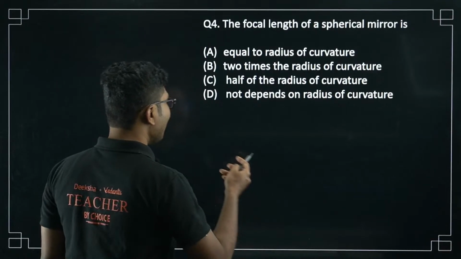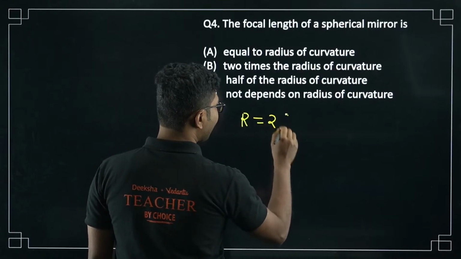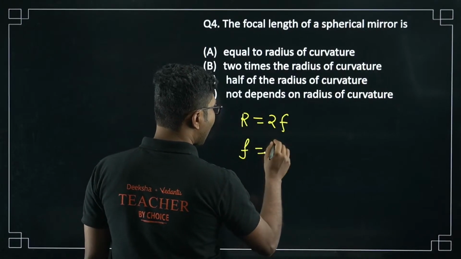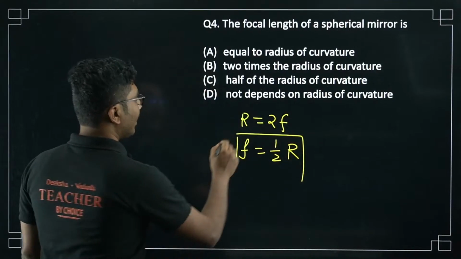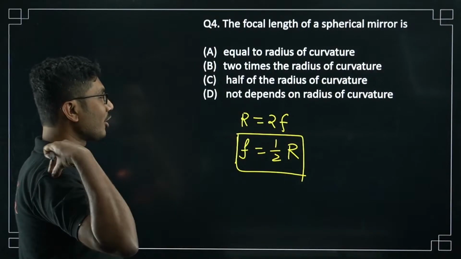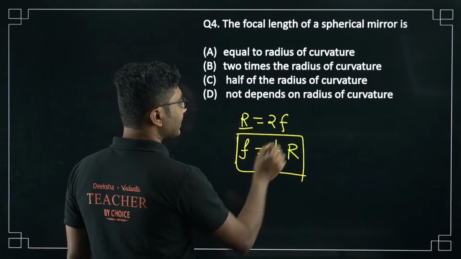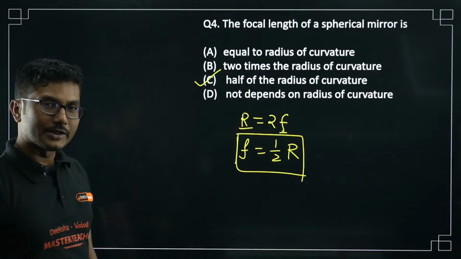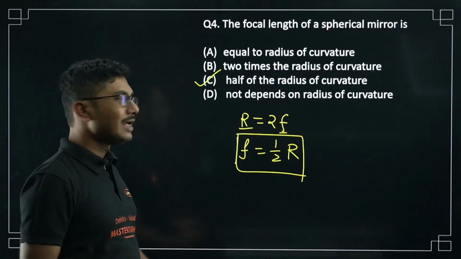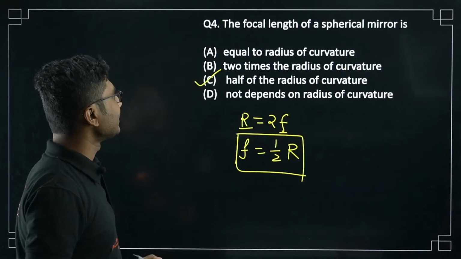So I already gave you the formula that the radius of curvature is basically twice of F. So focal length will be half of the radius of curvature. Okay, so not B. Not 2 times the radius of curvature, it is half of the radius of curvature. Radius of curvature is 2 times focal length, so focal length should be half of the radius of curvature. Be careful, again a simple easy question, just use a little time and you can answer such questions.